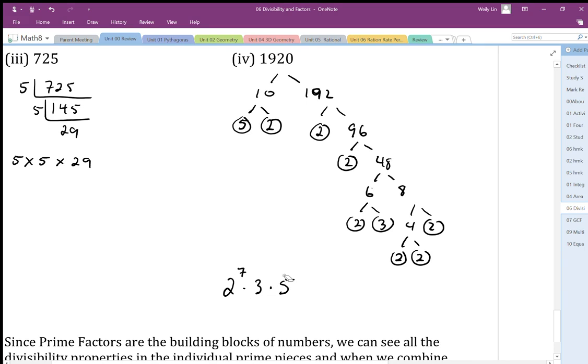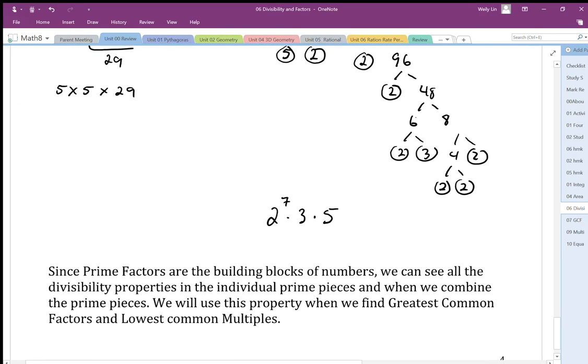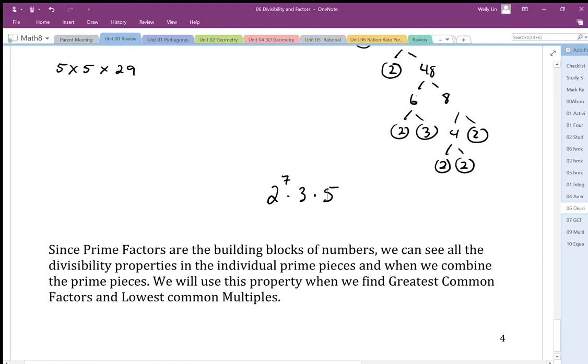And again, any grouping or combinations of these must also represent divisors or factors of 1,920. That's the nice thing about prime factors, is they are the building blocks of numbers, and we can put them together in all sorts of combinations to get other multipliers or other factors. And we're going to use this to help us find greatest common factors and lowest common multiples later on.